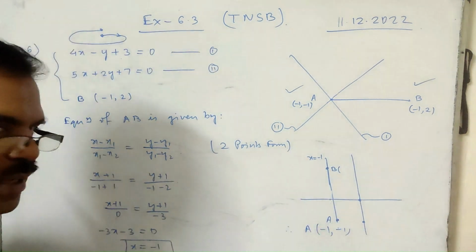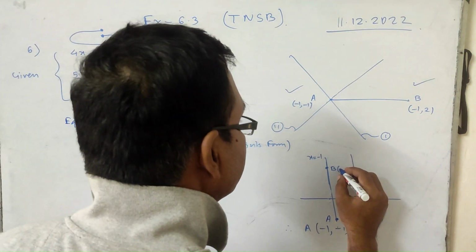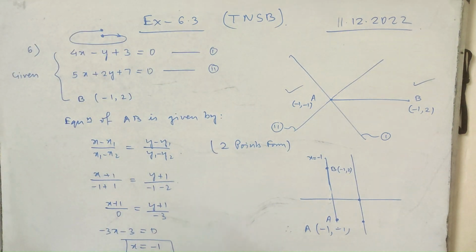Exactly, in the graph paper, if you plot it, the line will come like this. Okay, this is minus 1 comma 2. Right, so this is the equation of the line. Clear? Yes, sir. Fine. Yeah. Note it down.